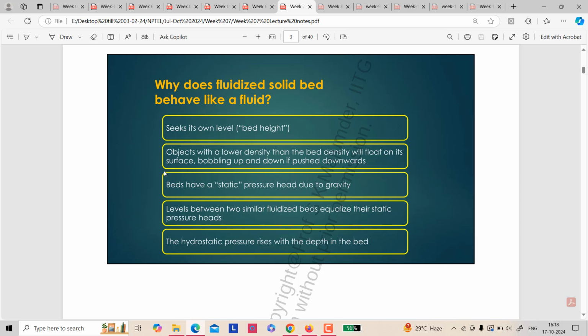So why does a fluidized solid bed behave like a fluid? It seeks its own level; bed height should be equal. Objects with a lower density than the bed density will float on its surface, bobbing up and down if pushed downwards. Beds have a static pressure head due to gravity. Levels between two similar fluidized beds equalize their static pressure heads. The hydrostatic pressure rises with the depth in the bed.